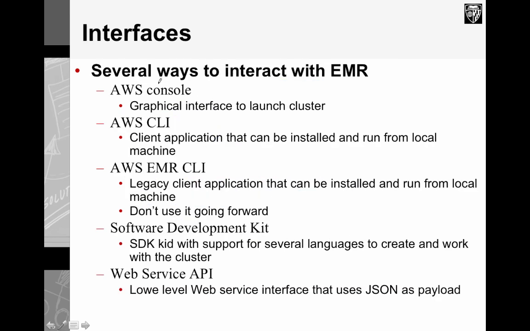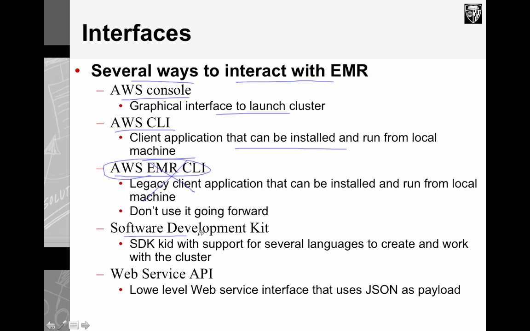In terms of interfaces, there are several ways by which you can interface with EMR. You, of course, can interface with the AWS console, which is the graphical user interface to launch your cluster. That's what we've been doing. You can also use the AWS CLI, which is a client application that can be installed to run from your local machine. You can also use the AWS EMR CLI, which is a special client application, the Elastic MapReduce client that AWS wrote that you can install in your local machine and run. But don't use it because this has become deprecated now.